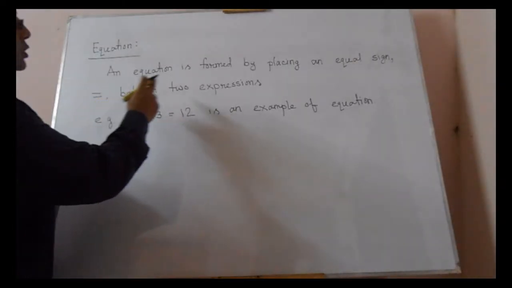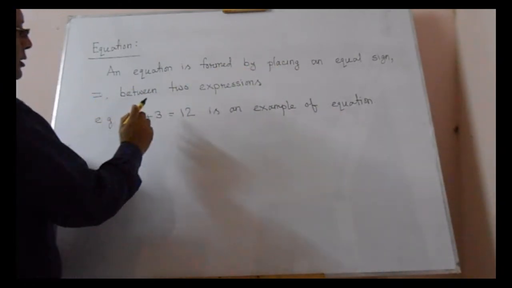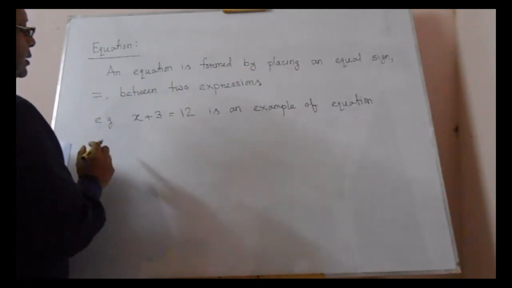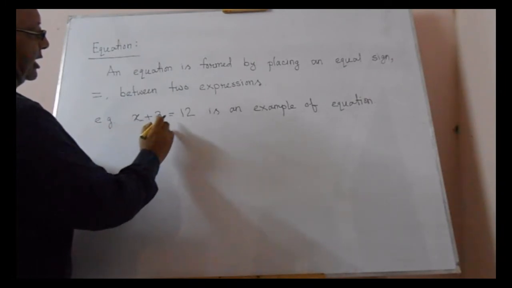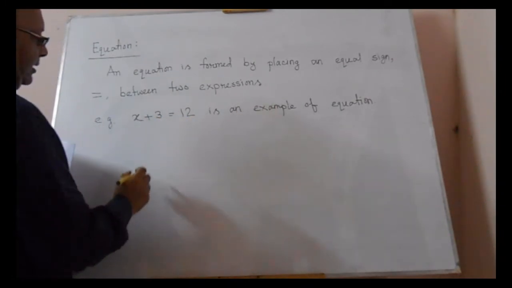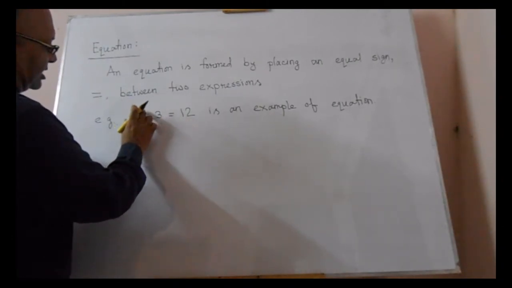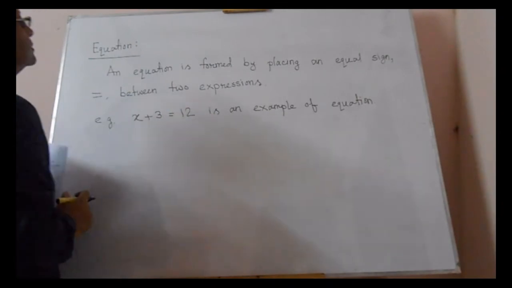Equation. An equation is formed by placing an equal sign between two expressions. For example, x plus 3 equals 12 is an example of an equation. Here we put an equal sign between the expression x plus 3 and 12.